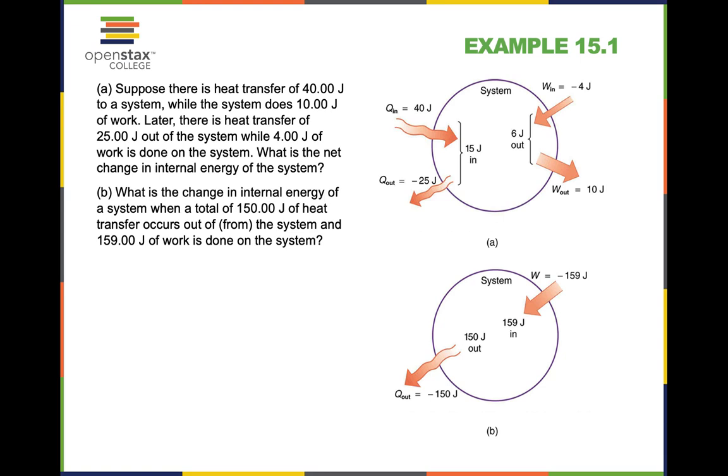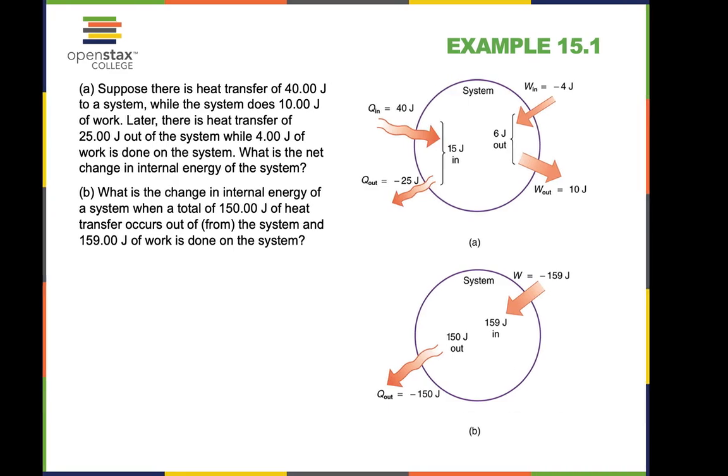So for example, 15.1, we have: suppose there is a heat transfer of 40 joules to a system while the system does 10 joules of work. Later, there is a heat transfer of 25 joules out of the system while 4 joules of work is done on the system. What is the net change in the internal energy of the system?